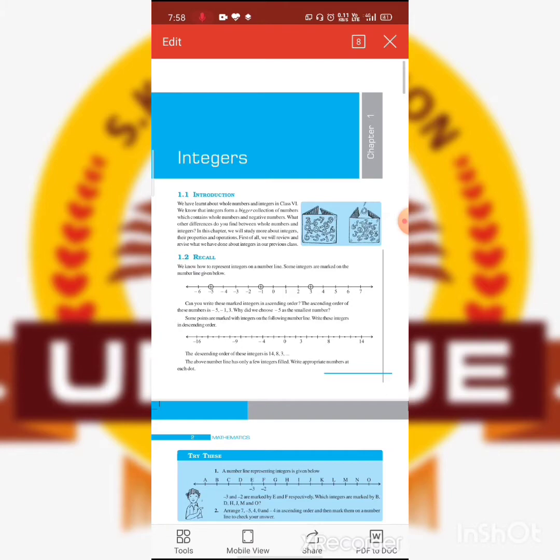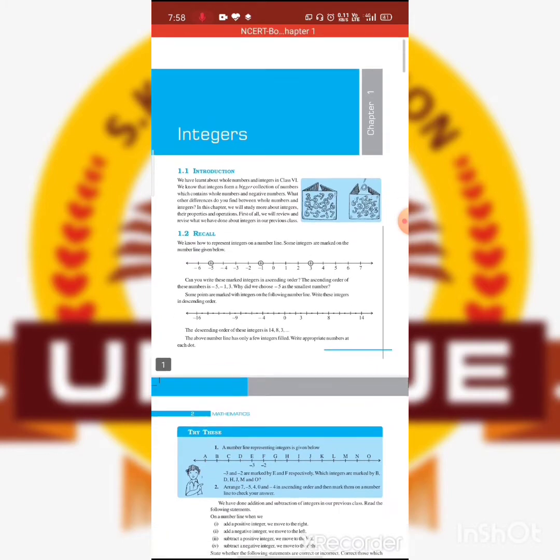Then after this, we have the integer. So what is the integer? An integer is a collection of numbers formed by the whole numbers and the negative numbers. As we know, whole numbers are 0 and all the positive numbers, and when the negative numbers are added to the whole numbers, they make the integers.